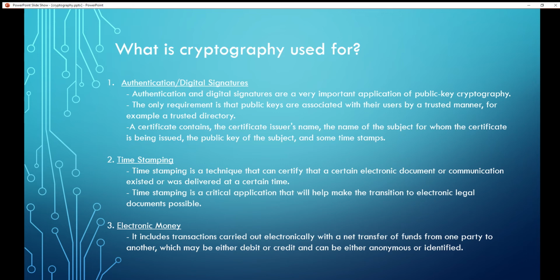The second is timestamping. Timestamping is a technique that can certify that a certain electronic document or communication existed or was delivered at a certain time. Timestamping is a critical application that will help make the transition to electronic legal documentation available.